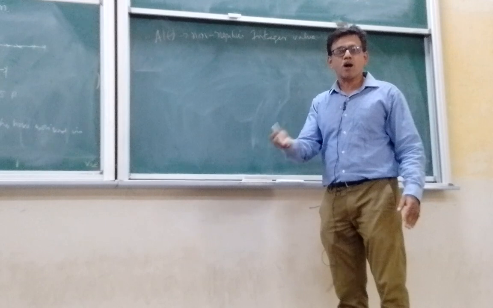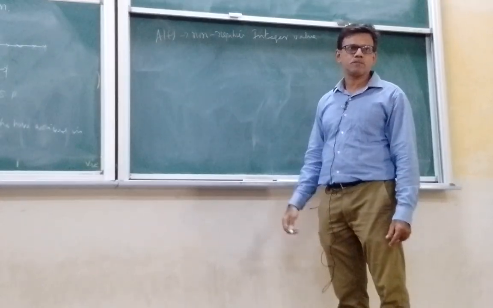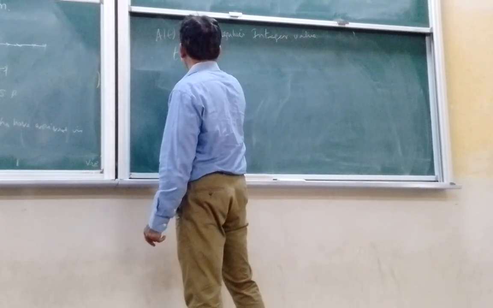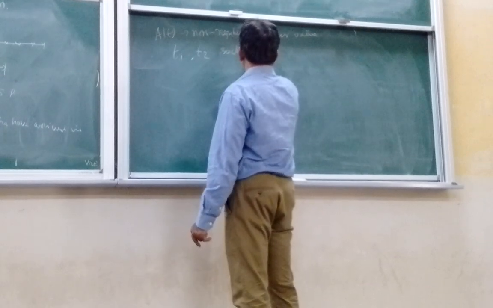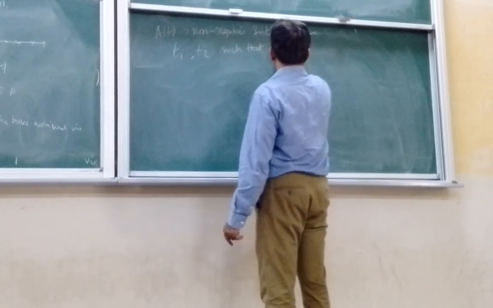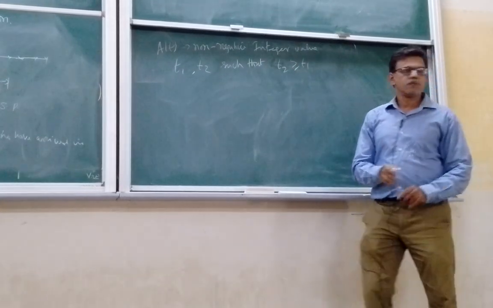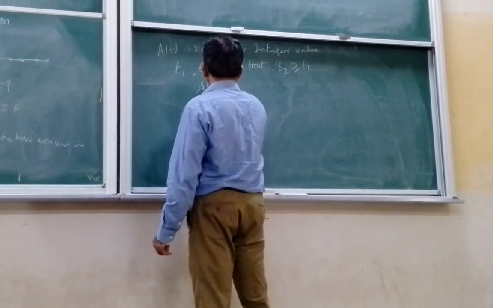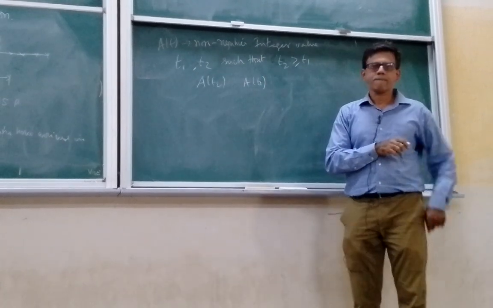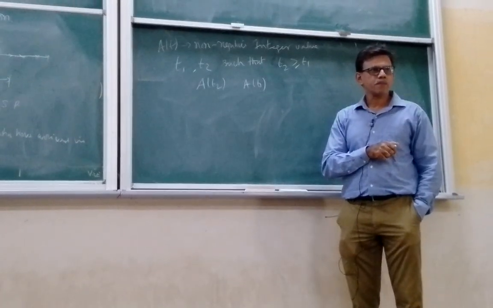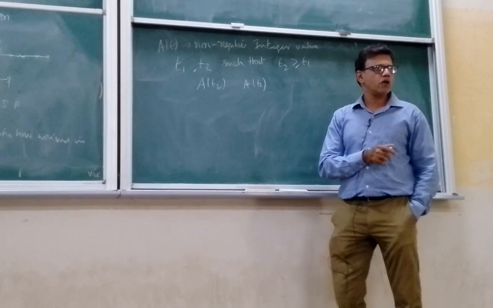It's very clear because it is a count. It cannot be negative, and in this case it is an integer. Then I take two time points, t1 and t2, such that t2 is greater than or equal to t1. Then what can you tell about A of t2 and A of t1? A of t2 is greater than or equal to A of t1.